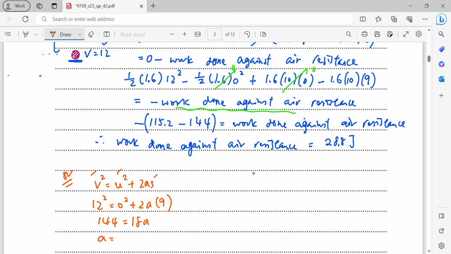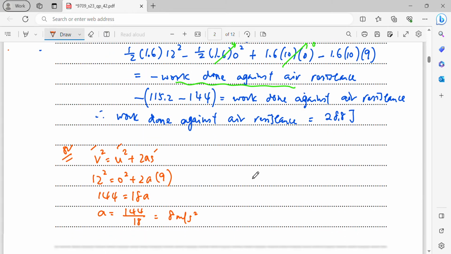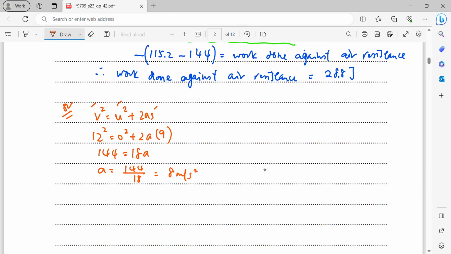Therefore, my a is going to be 144 divided by 18. Then you will get 8 meters per second squared. Alright, so then I will use Newton's second law. So then my F equals ma.